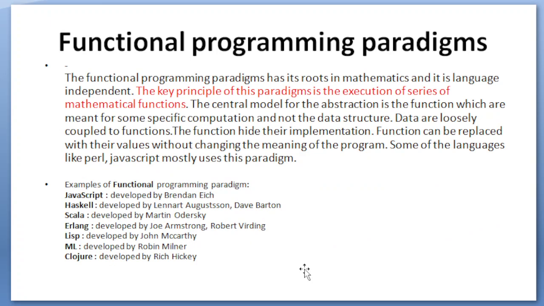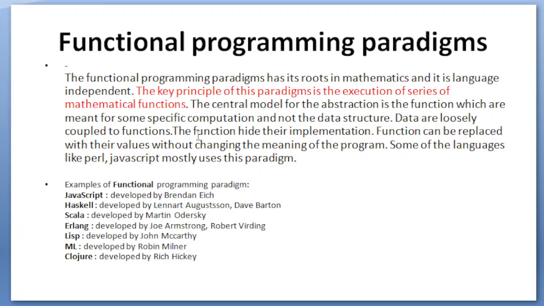Next is functional programming. Functional programming is the execution of a series of mathematical functions. Actually, it is doing a simple function with the help of some mathematical code, so that we can implement these functions wherever we need them. We can just implement these codes. Examples are JavaScript, Haskell, Scala, Erlang, Lisp, ML, Clojure.